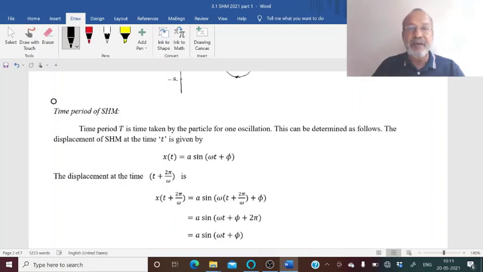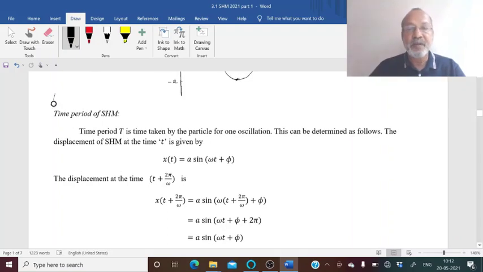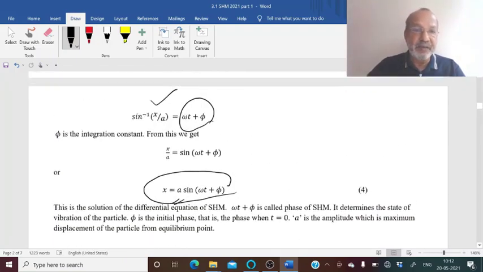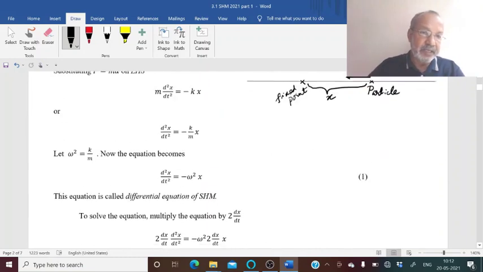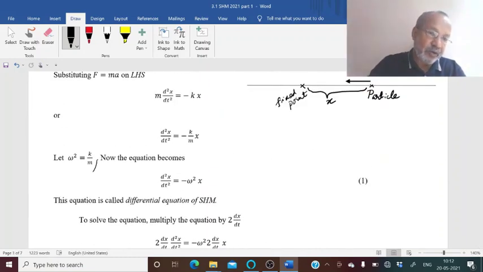In this class, we will derive an expression for the time period of SHM. We have seen that SHM is a kind of repeated motion, so there is a time of repetition, or time taken for one oscillation. That is called the time period of SHM. We can show that the time period is 2 pi by omega, where omega is the constant which we have taken during the derivation. Omega will be root of k by m from this expression.